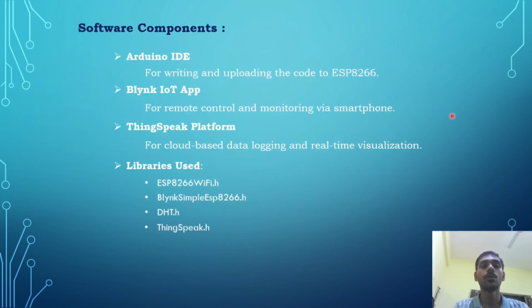Next, the software components. There is the Arduino IDE for writing and uploading the code to the ESP8266. There is the Blynk IoT app for remote control and monitoring via smartphone. There is the ThingSpeak platform for cloud-based data logging and real-time visualization. There are also some libraries used to build the project: ESP8266WiFi.h, BlynkSimpleEsp8266.h, DHT.h, and ThingSpeak.h. Then we move to the next slide, which is up to the next member of my team.